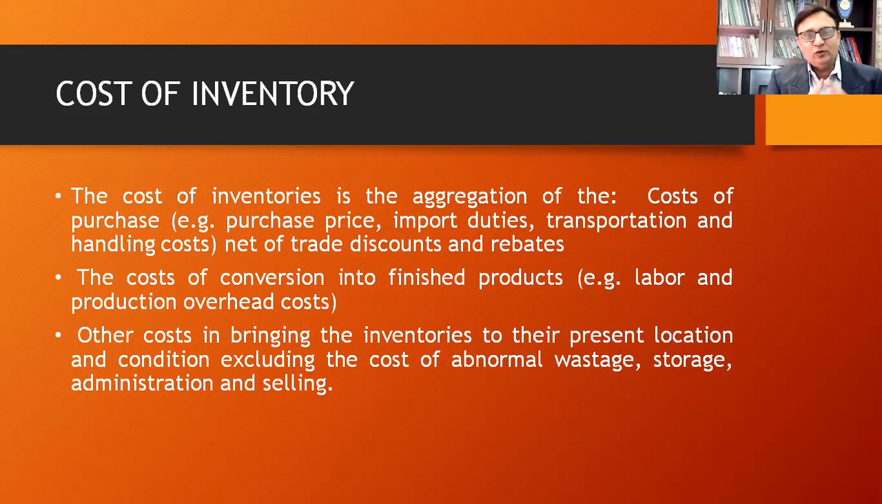So while evaluating the inventory, we must see that the cost of inventory should include the purchase price plus import duties plus transportation and handling costs, and if any trade discount or rebates have been received, that will be deducted out of that. And if it is in the form of raw material, then if you have to do some conversion into finished goods, whatever cost is required, that labor and production overhead will be added. But certain costs like cost of abnormal wastage, storage and administration and selling expenses will not be added.